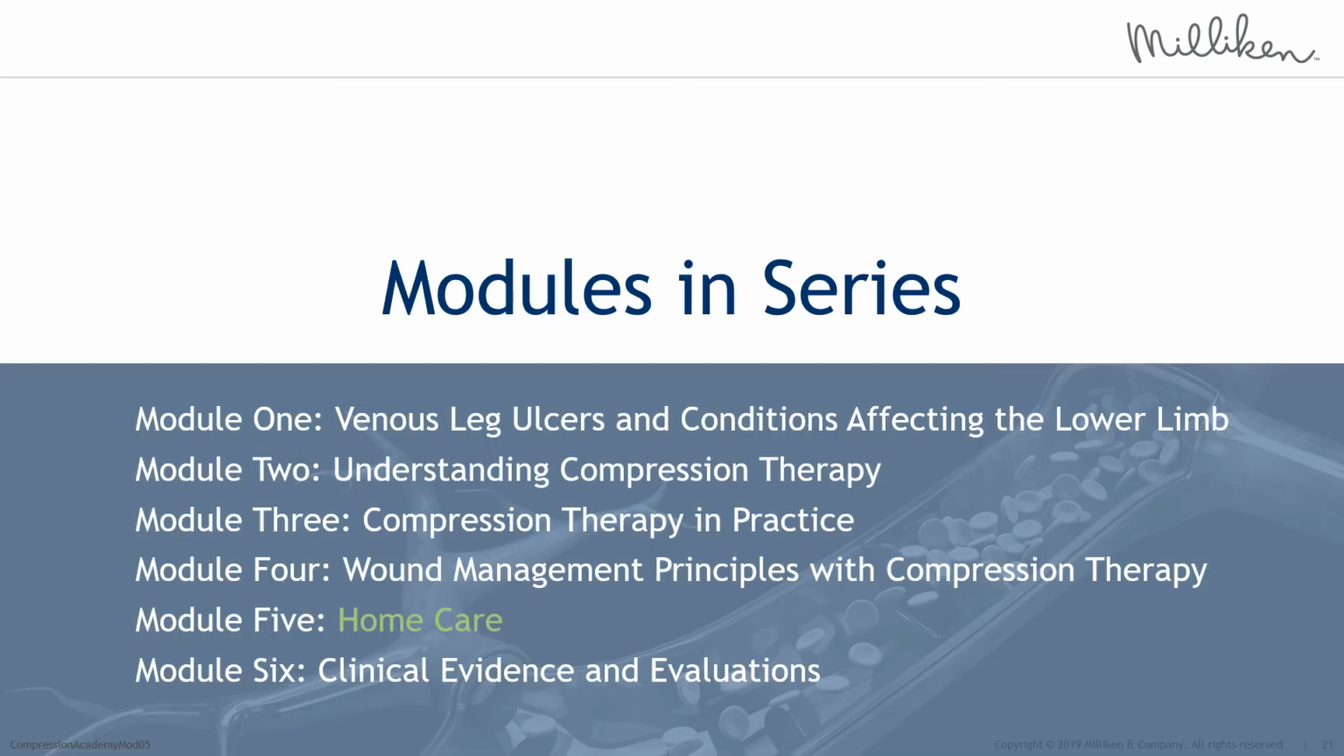Thank you for completing Module 5 Home Care of the Milliken Healthcare Compression Training Academy. There are 5 additional modules in the Compression Academy series. Module 1, Leg Ulcers and Conditions Affecting the Lower Limb. This covers etiology, assessment, investigation and venous leg ulcer differential diagnosis.